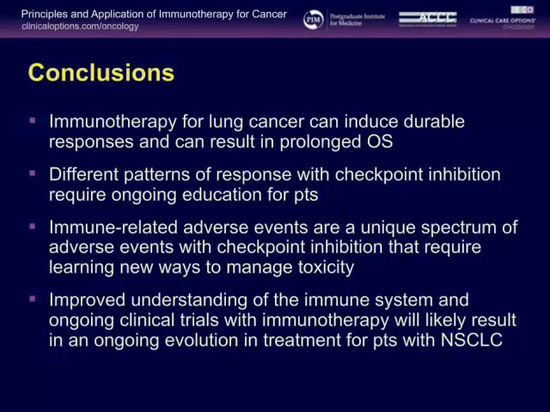Real progression is going to be somewhere around 80% still, with these drugs only working in about 20% of patients. So don't be misled by that. Fine to know about it and think about it. We certainly don't want to take patients off too soon, but at the same time, you don't want to miss a true progression. Immune-related adverse events are a unique spectrum of adverse events with checkpoint inhibition that require learning new ways to manage toxicity.